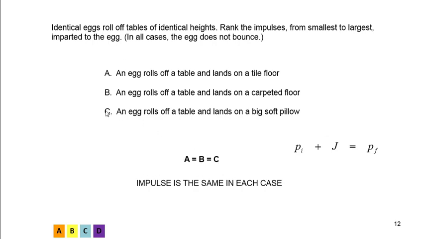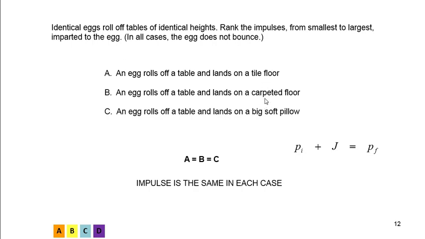Now you might think, how can that be? Because what happens in A, definitely the egg is going to crack. And what happens in C, the egg is not going to crack. So that might make you think that there's a bigger impulse in A. That's not true. The impulse is the same because all we need is an amount of impulse required to bring that object to rest. They all have the same velocity right before they hit the ground. So they all require the same amount of impulse to come to rest. The difference in these three cases is the time that it takes for them to come to rest.